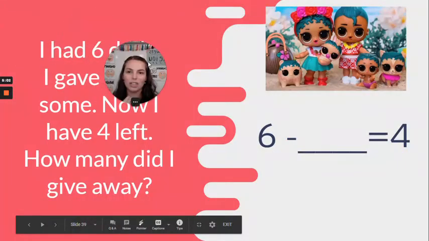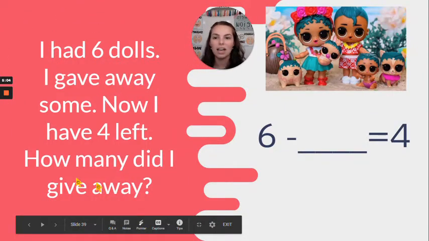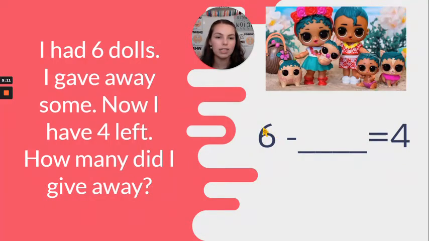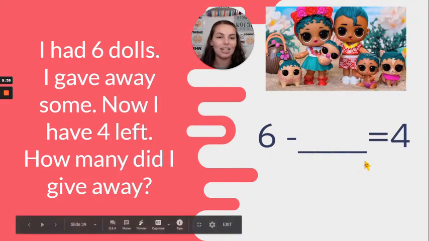And this time I'm also going to give us some examples to go with the problem so it makes it easier to understand. So my number sentence says 6 minus something, unknown, equals 4. So let's pretend I had 6 dolls, LOL dolls. I gave away some. Now I have 4 left. And I want to figure out how many did I give away? If I started with 6, now I have 4. How many did I give away?